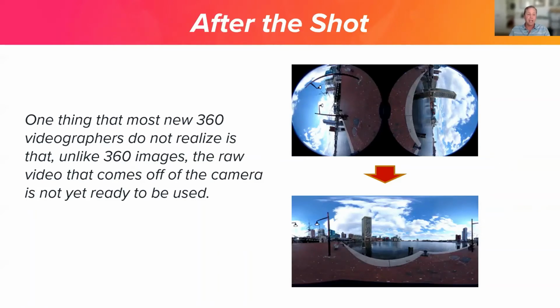After the shot, one thing that most new 360 videographers do not realize is that, unlike 360 images, the raw video that comes off the camera is not ready to be used. When it comes off the camera, it's still in that dual spherical format, or sometimes in two separate files. Every camera comes with additional software that you'll need to use to post-process those videos, and it is specific to the camera. Each camera lines the images up differently, so the stitching process is different for each camera. The software actually needs to go frame by frame and stitch those images together, which is why it's a large process not done on the camera.